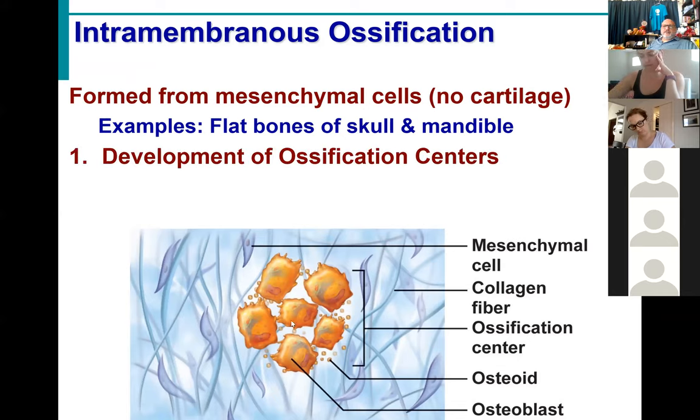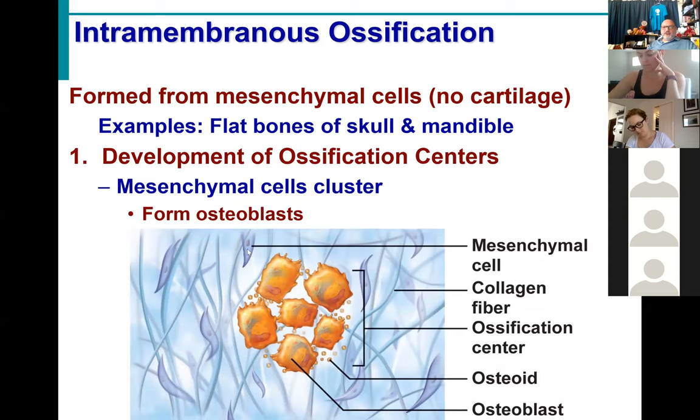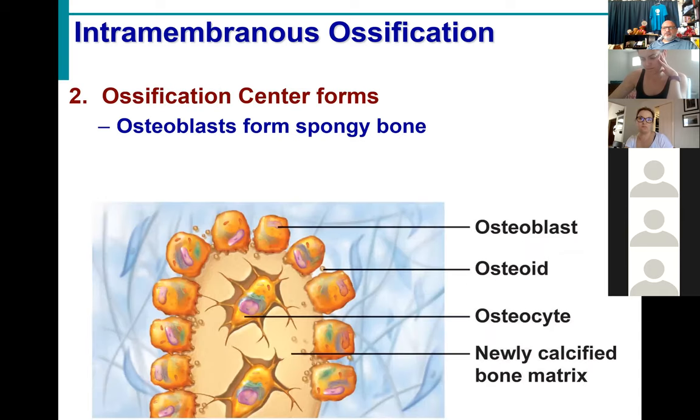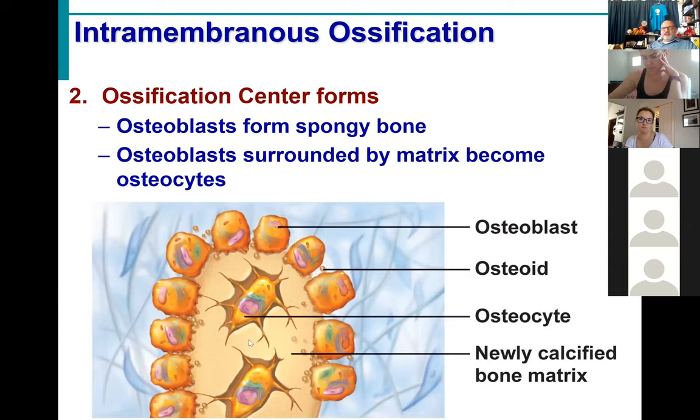It starts with the formation of our many ossification centers. Mesenchymal cells, which we see here, divide, cluster, and form osteoblasts. So we get a bunch of osteoblasts which form together. And osteoblasts do what osteoblasts are going to do. They are going to make matrix, taking that calcium, that phosphate, that carbonate, and depositing it on all these collagen fibers. Osteoblasts form spongy bone, surround themselves with matrix, and become osteocytes. Now here, we are just seeing it at one location, but remember, many of these ossification centers are all occurring together. It's not just one. Many ossification centers are forming.